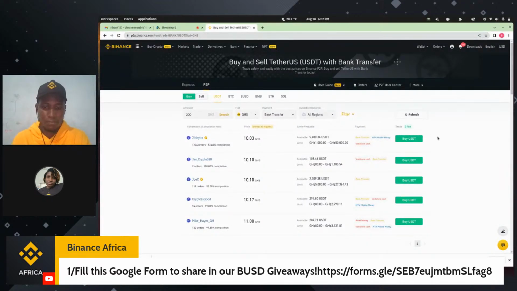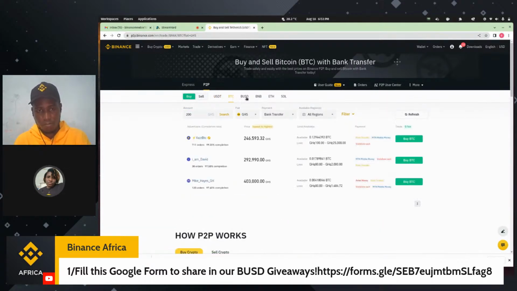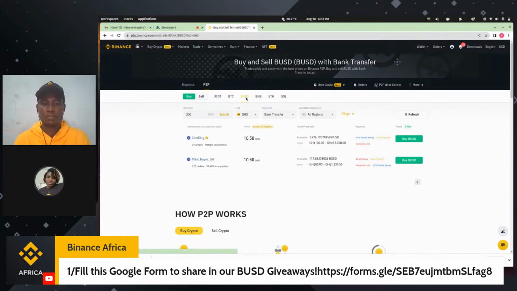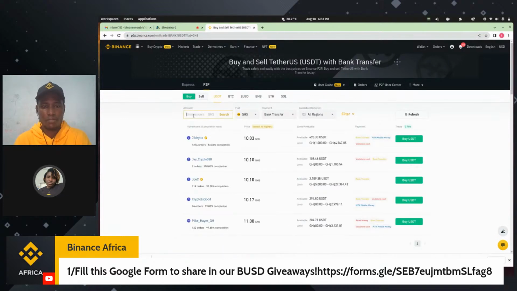So let's just try to buy. Assuming that I want to buy USDT, so that is my choice. If you want to buy BTC, you click on BTC. If you want to buy BUSD, you click on BUSD. If you want to buy BNB and all, you click on that. So I want to buy USDT specifically, and let's assume that I have 1,000 Ghana cedi.